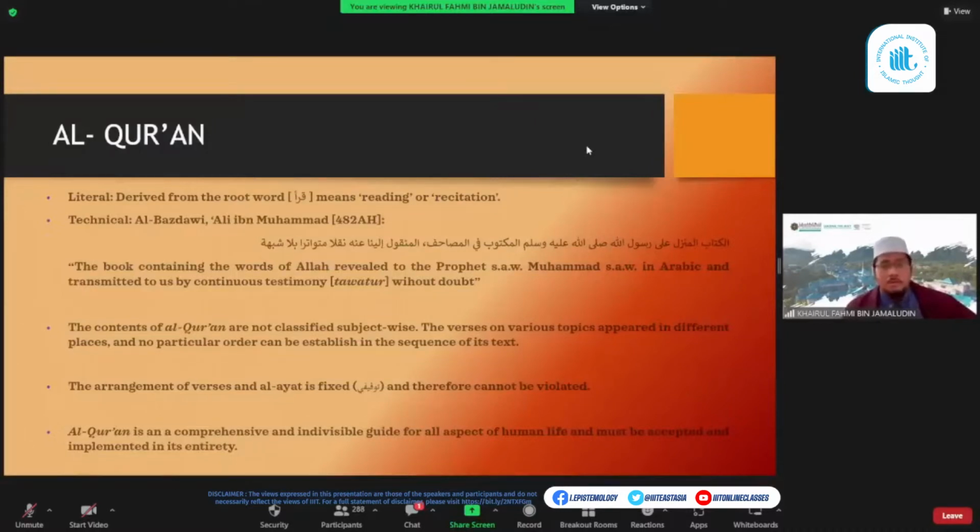The contents of Quran are not classified subject-wise. The verses on various topics appear in different places, and no particular order can be established in the sequence of its text. This is ma'ruf, we know about it. The arrangement of verses and ayat is fixed. It is tawqifi, which means we cannot change it. It has been fixed by the Prophet sallallahu alaihi wasallam, therefore it cannot be violated. The Quran is a comprehensive and indivisible guide for all aspects of human life, and must be accepted and implemented in its entirety.